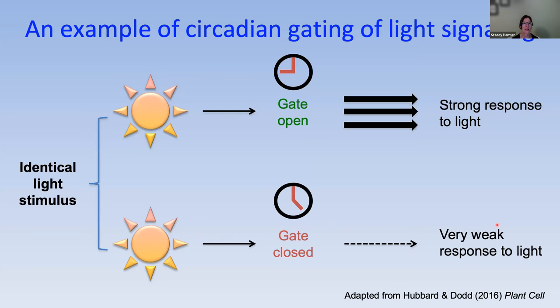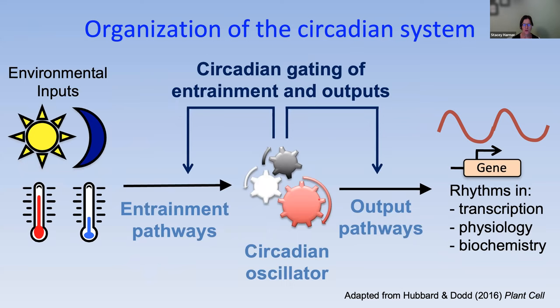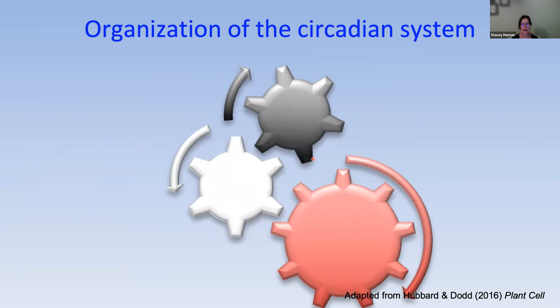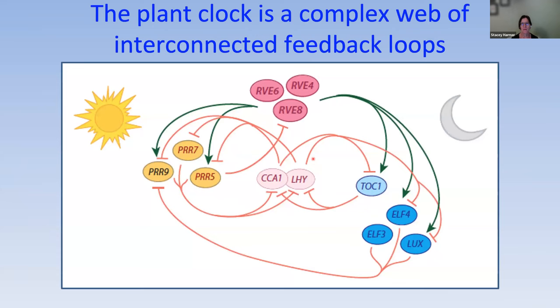As I mentioned, this general scheme holds true for all the model organisms that have been studied. What do we know about the clock, the oscillator itself, in plants? Work from many labs over a few decades now has led to a very complicated model. And in fact, this is just a subset of clock genes that have been identified.